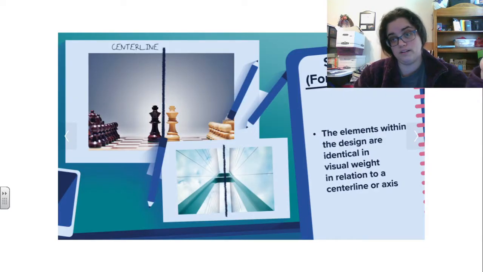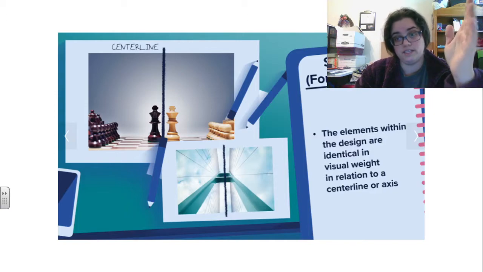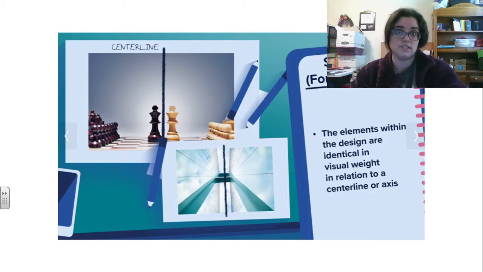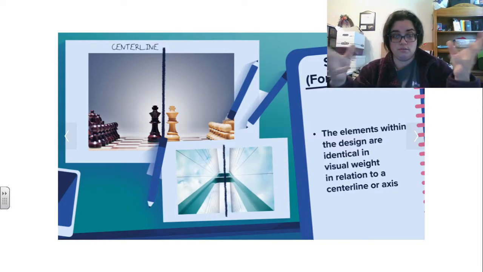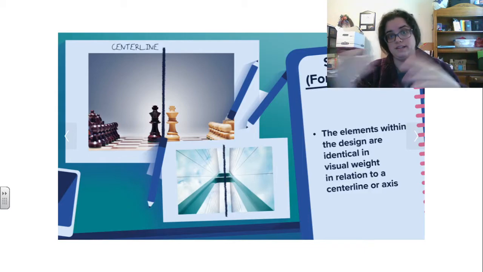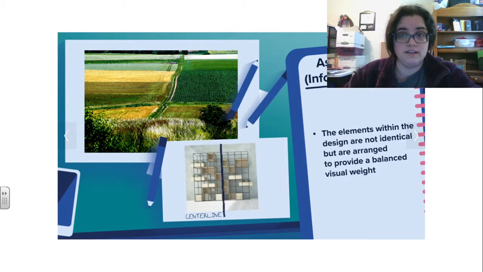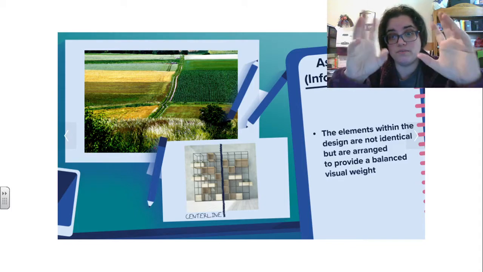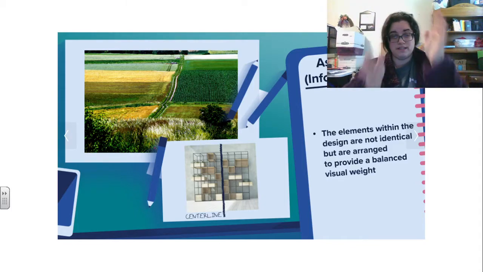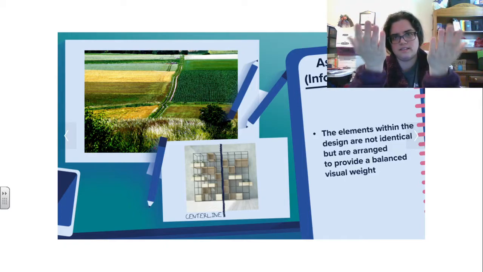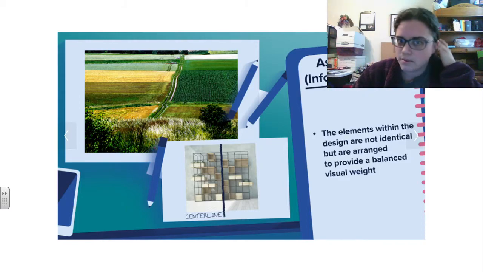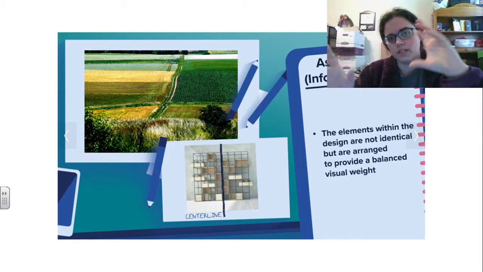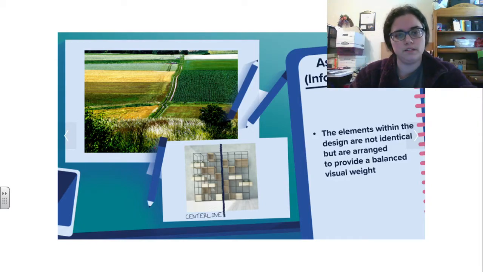Here's examples of formal balance. They have identical visual weight relating to a center line or center axis, so it looks the same on both sides. The colors are different in the chess pieces, but you can tell that they are basically mirror images of each other, almost exactly the way things are set up. It's just lights and darks are switched. Here's an asymmetrical informal balance example. The elements are not identical, but you have them arranged in such a way that on each side of that center line, it's got the same visual quality, same visual weight. It may not be identical, but there's enough interest on each side of the line in the middle.